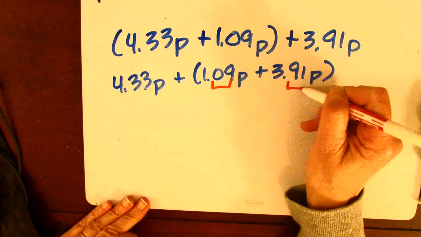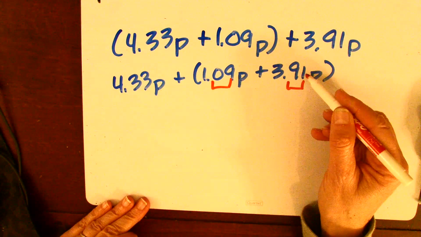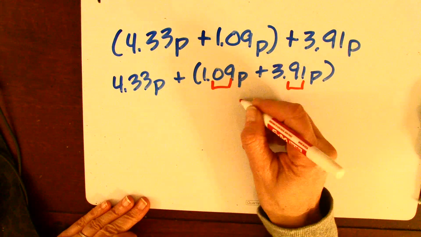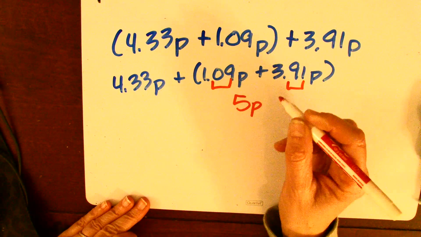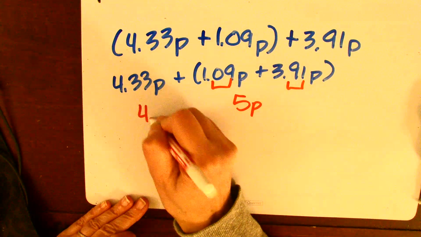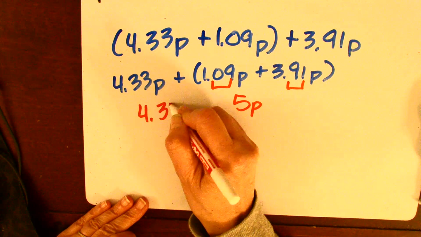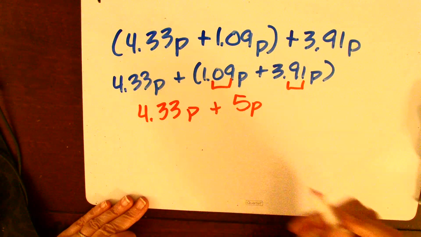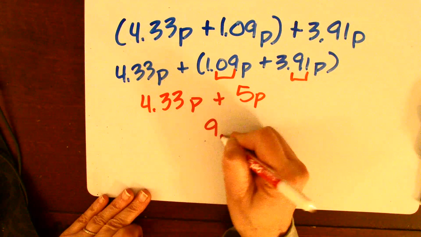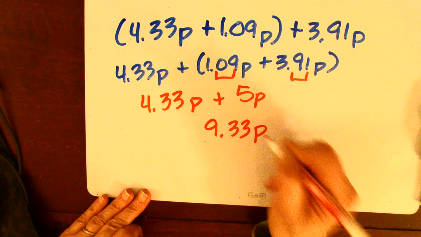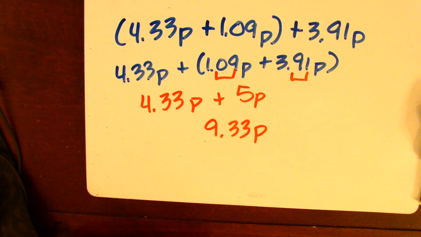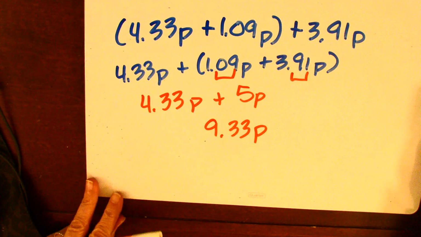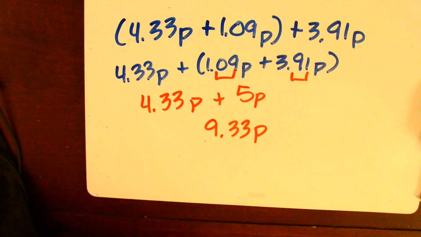this part here added to this part is going to give me a whole number. And so I'm going to be left with 5p, and then I can add easily the 4.33p to 5, giving me 9.33p. So regrouping comes in handy when you want to make the problem easier to solve. Okay, let's look at some other problems.